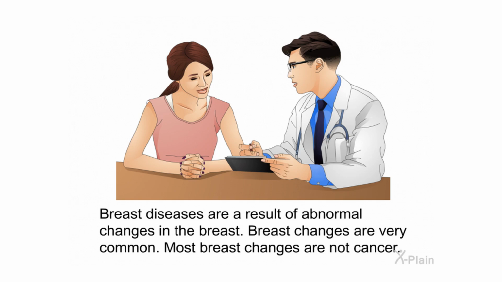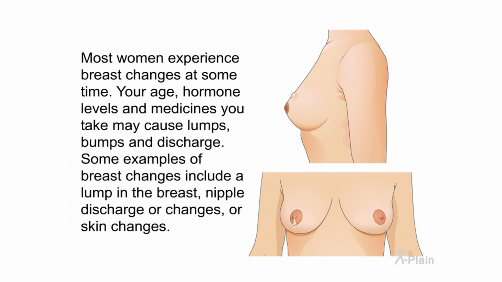Summary. Breast diseases are a result of abnormal changes in the breast. Breast changes are very common. Most breast changes are not cancer. Most women experience breast changes at some time. Your age, hormone levels, and medicines you take may cause lumps, bumps, and discharge. Some examples of breast changes include a lump in the breast, nipple discharge or changes, or skin changes.